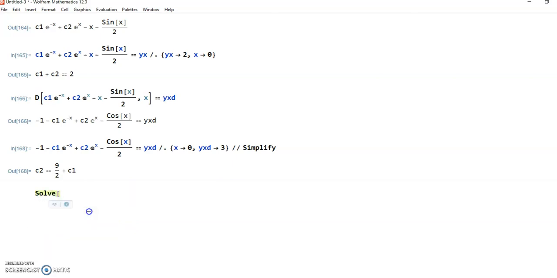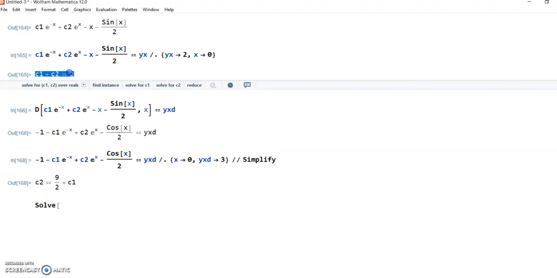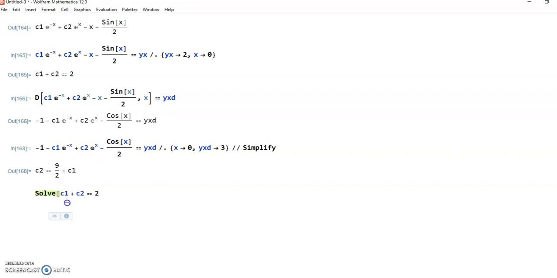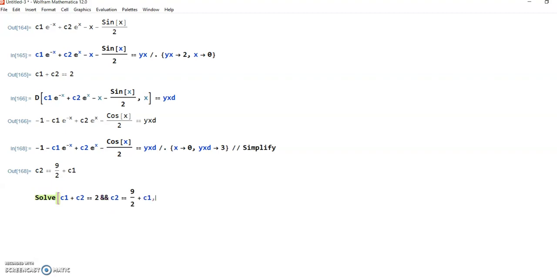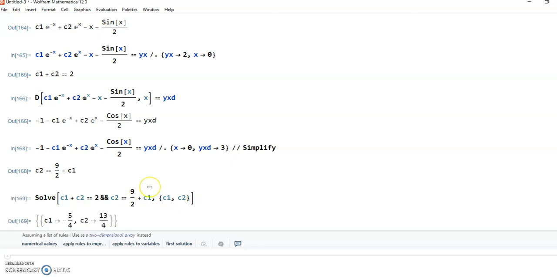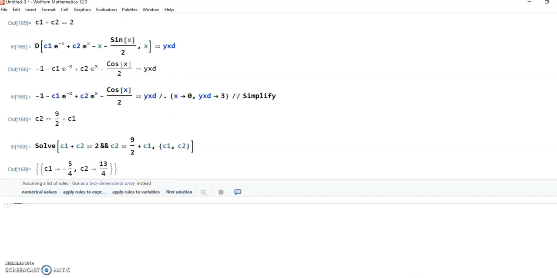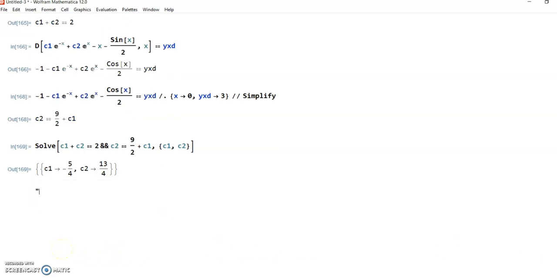Solve this first equation, Control C, and then Control V. I will put double ampersand to write the second equation, Control C, Control V, and then comma, and then I will tell which variables I want to solve, C1 and C2. So bracket closed. So I will execute this command. C1 will be -5/4 and C2 will be 13/4.